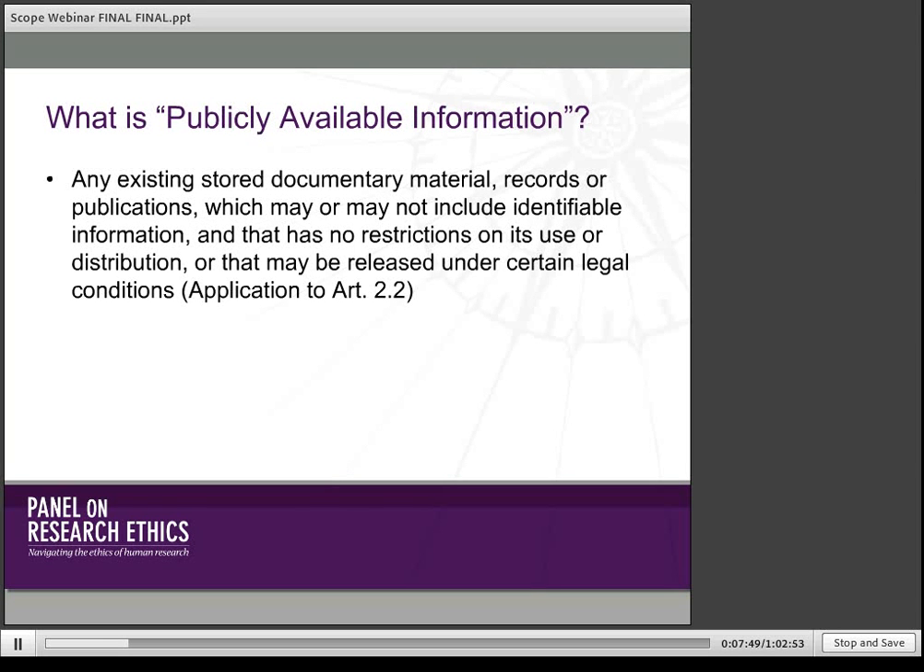Next slide. What is publicly available information? This is what the TCPS means by the term publicly available. It's taken from the application of Article 2.2. Note that publicly available information may include identifiable information. Information is identifiable if it may reasonably be expected to identify an individual alone or when combined with other available information. And that definition was taken from the application of Article 2.1. And keep in mind that the information we're talking about can take many forms. It could be print, electronic, audio, or video.